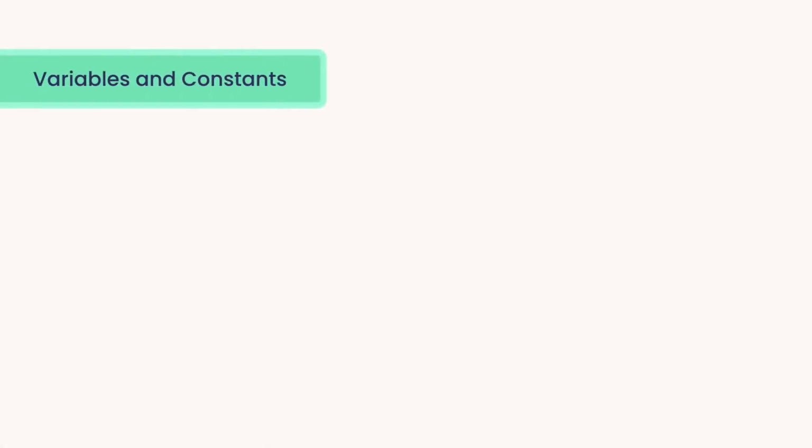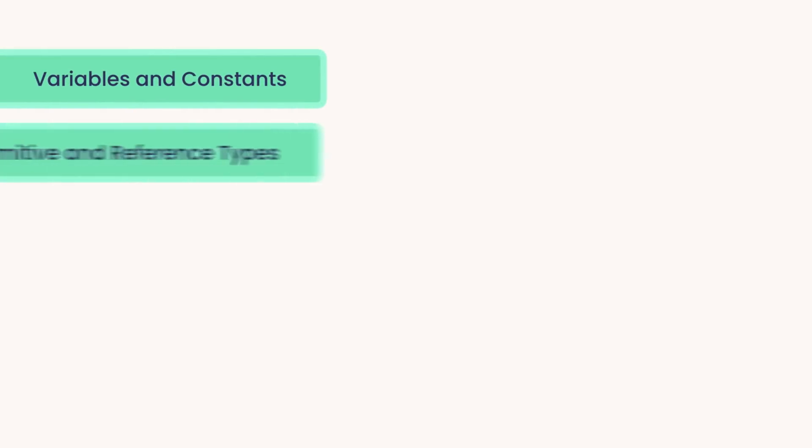So in this section, you learn all about variables and constants. You learn about primitive and reference types. You learn that primitive types store simple values, but reference types hold references to complex objects. That's why we call them reference types.